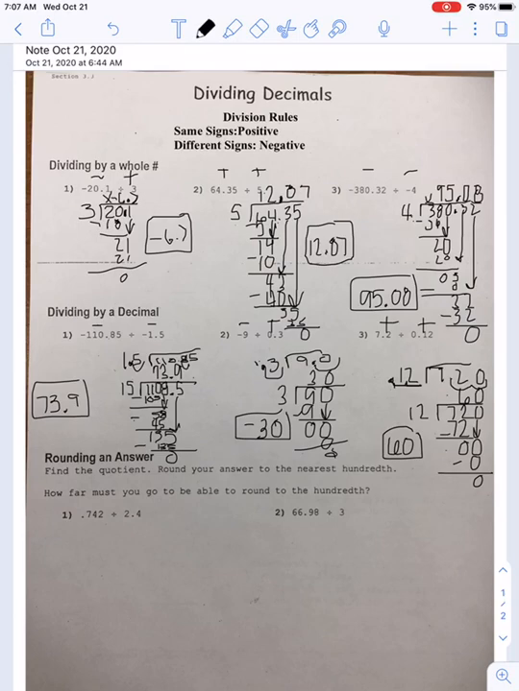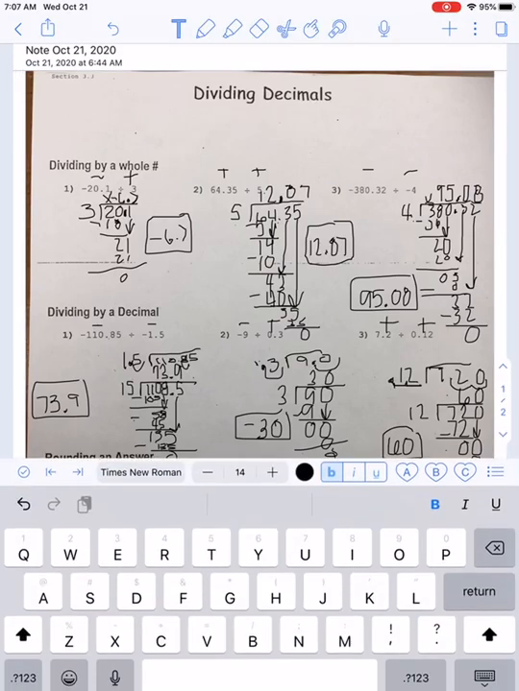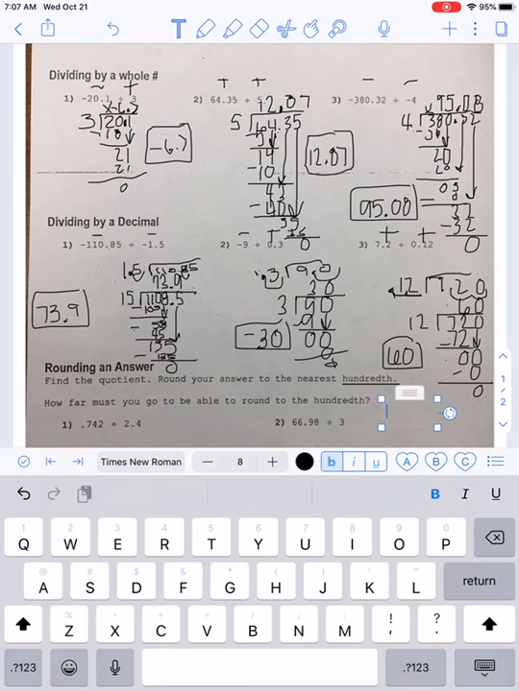On the last two problems, we are going to find the quotient. Round our answer to the nearest hundredths. Okay, so that's important. How far must you go to be able to round to the nearest hundredths? Remember, when we're rounding, we have to look at the next place value to determine if we have to round or not. So that means we are going to have to go to the thousandths place.